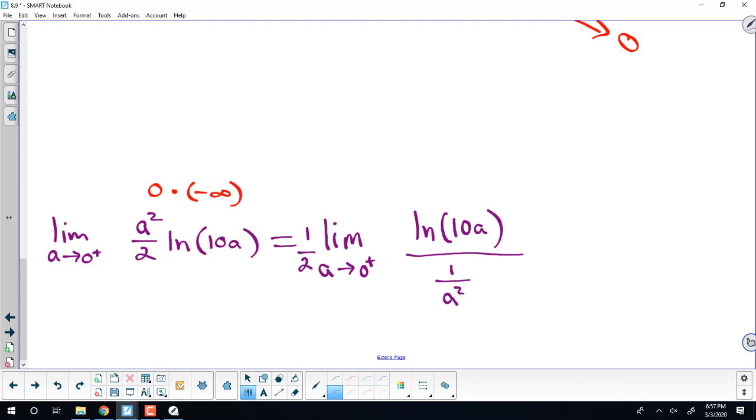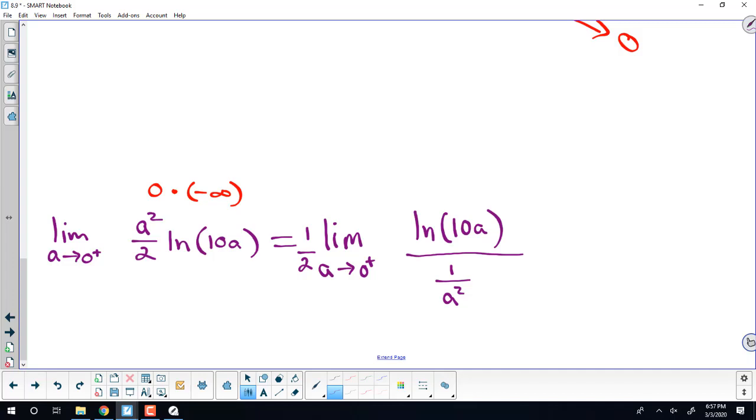So you just reciprocate one of those. And if you've looked over L'Hopital's rule enough, you know that it's easier to leave the logarithms alone and reciprocate the sort of the algebraic functions. So if you forgot that, then here's your reminder. Leave logarithms alone, we're going to reciprocate the algebraic function.